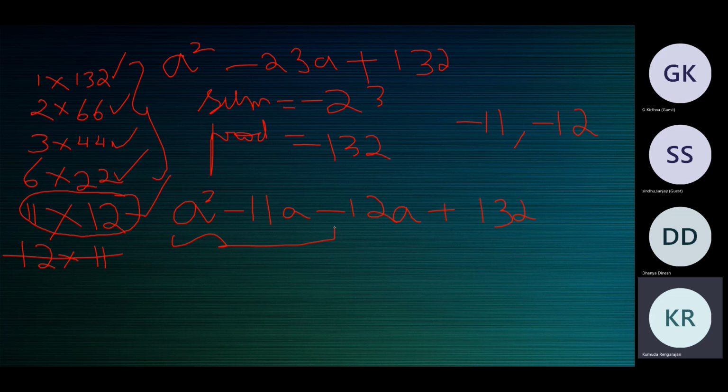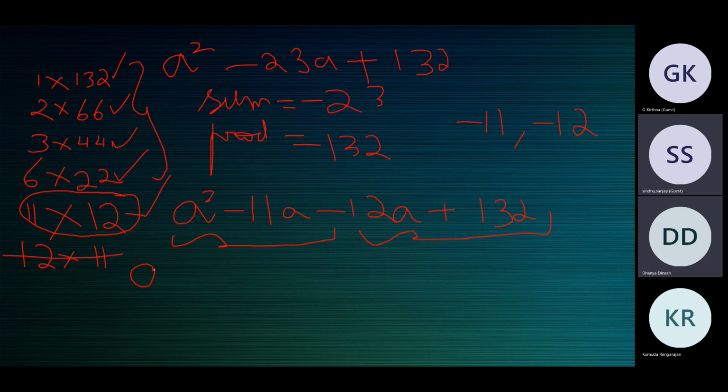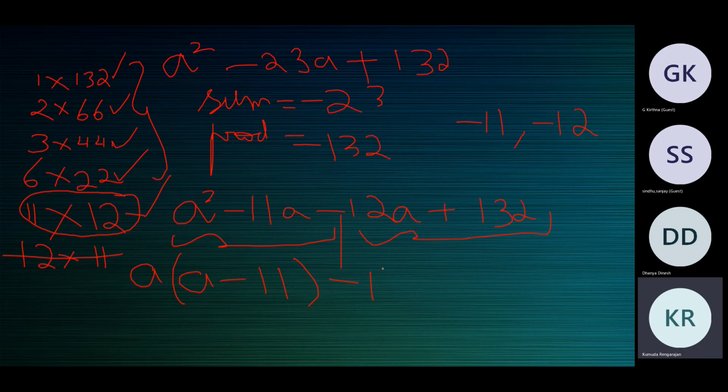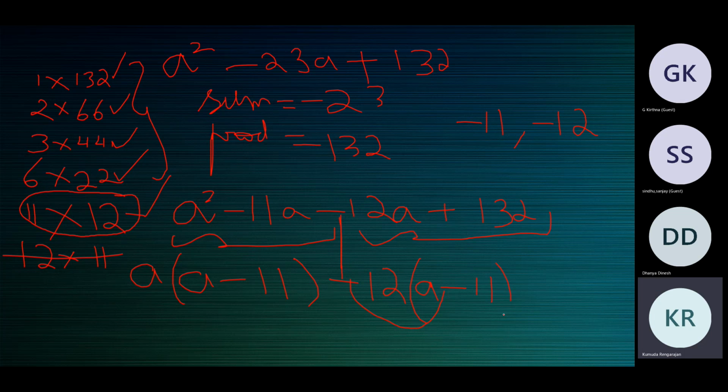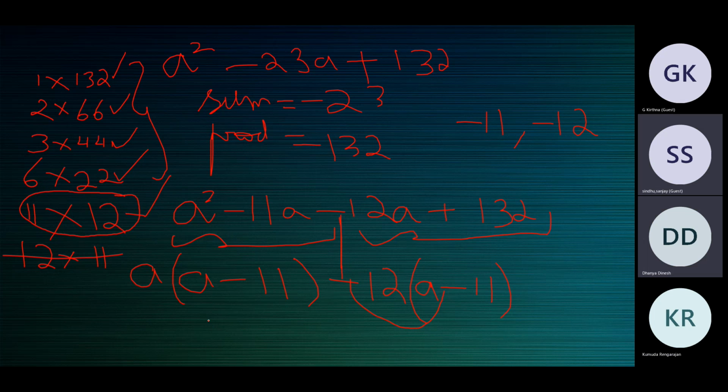So group the first 2 terms, group the last 2 terms. a into a minus 11, ma'am. Minus 12 into a minus 11, ma'am. Minus, this minus sign as it is. 12 common. 12 into a is 12a. Minus into minus is plus. 11, ma'am. 12 times 11 is 132. a minus 11, and a minus 11 is common.